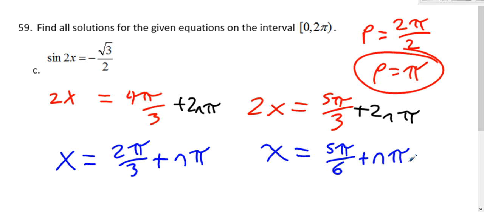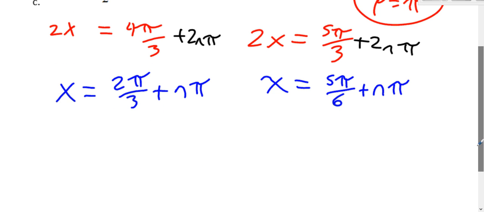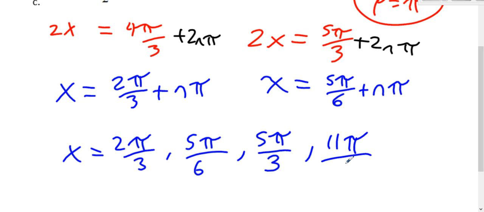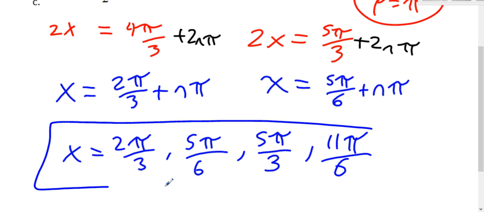Now, if we include the 2n pi to get more solutions, we found one answer already of 2 pi over 3, and 5 pi over 6. If you just plug in 1 for n, you get 2 pi over 3 plus, say, 3 pi over 3. That would be 5 pi over 3, which is still between 0 and 2 pi. It's still within our interval that we're looking for answers. And then 5 pi over 6 plus pi, that'd be 6 pi over 6. So you get 11 pi over 6. So you get 4 solutions.